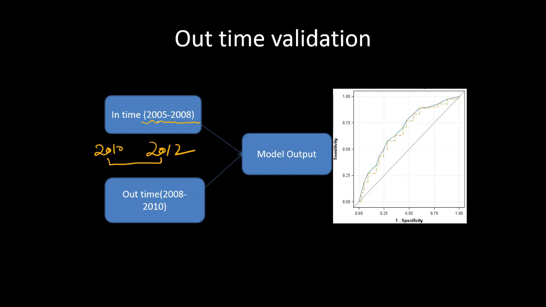The training data period here is 2005 to 2008, and I'm going to take the out of time data from 2008 to 2010. Now this data from the year 2008 to 2010 is not part of my training data, right? So training data means the data set used for modeling. So this is completely different data, right? And why do we do that?